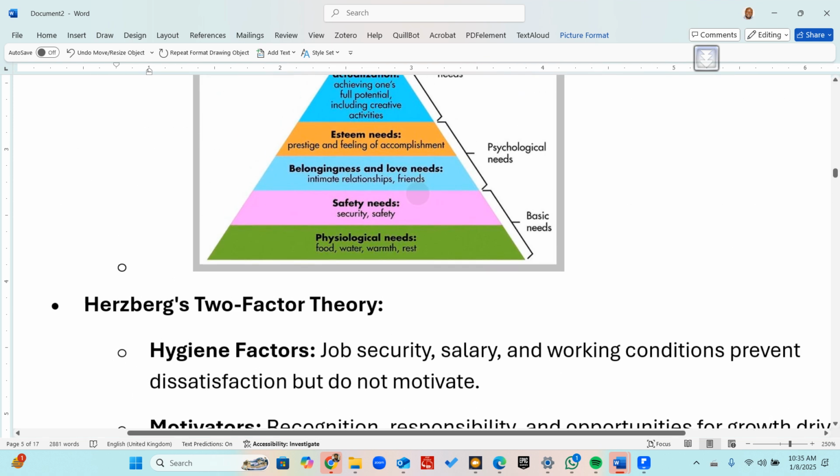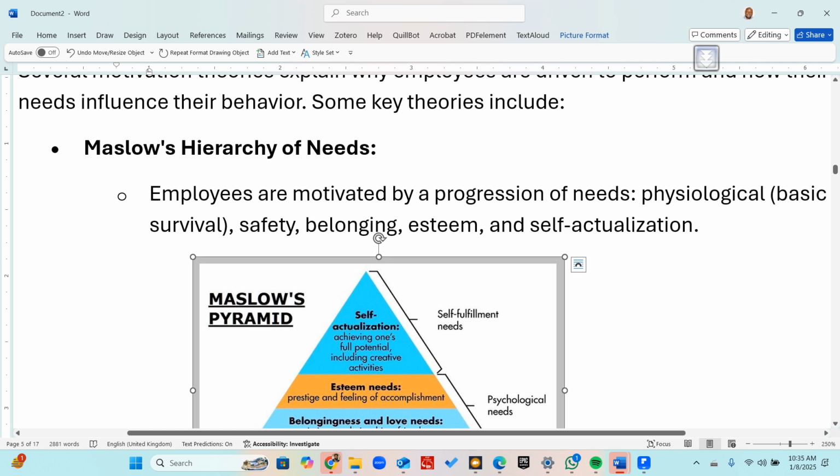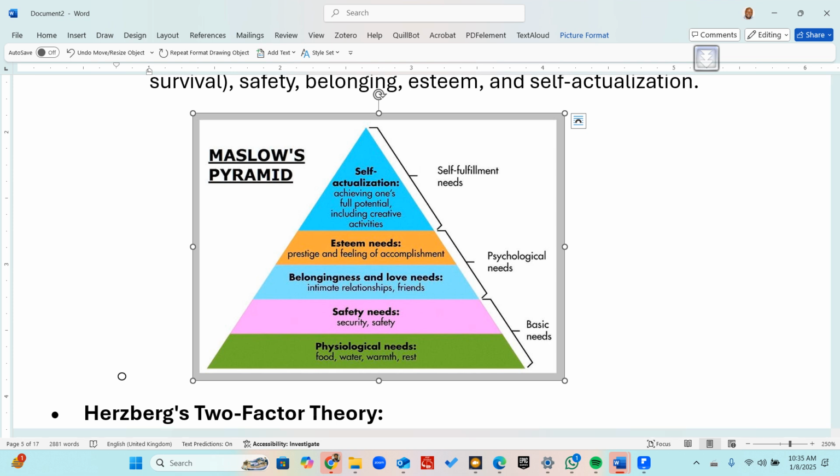So let me go by summarizing these theories. Maslow's hierarchy of needs. Employees are motivated by progression of needs. At the basic level, when someone gets into your organization, he has basic level needs. He needs job security, he needs safety. He wants to buy his food, water, needs to get a house and a place to rest. So that is the basic needs.